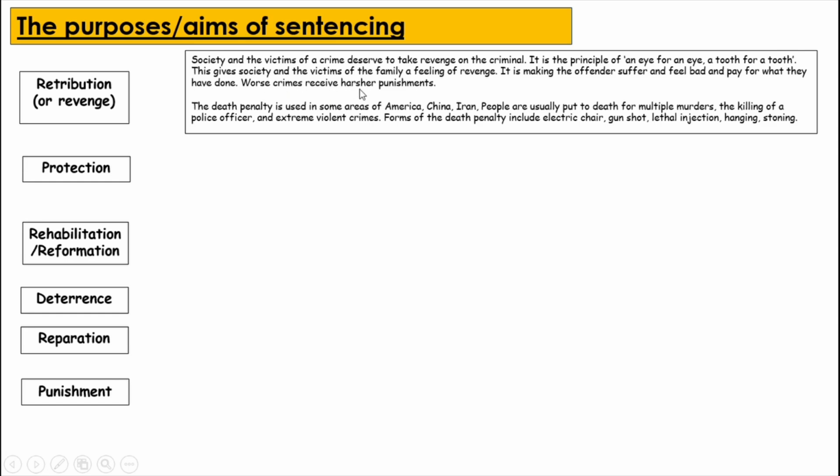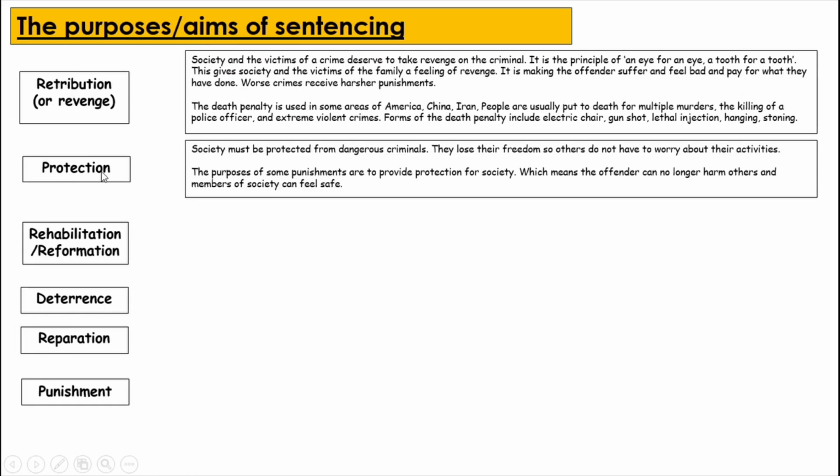Worse crimes receive harsher punishments. The death penalty is an example of retribution. It is used in some areas of the US, as well as China, Iran, and many other countries. People are usually put to death for multiple murders, the killing of a police officer, and extreme violent crimes. Forms of the death penalty include electric chair, gunshot, lethal injection, hanging, or stoning.